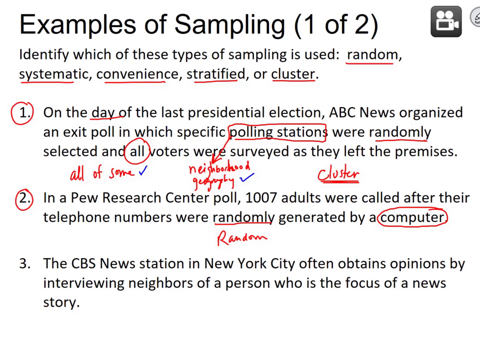Number 3 says the CBS News station in New York City often obtains opinions by interviewing neighbors of a person who is the focus of a news story. Now, neighbors is not lots of different groups. It's one group of people that live next to this neighbor, and it seems like that's kind of an easy way to find people who know this person. They didn't take the time to find their workplace or their hobbies or their church or whatever. So if they're looking for the easy way out, that's another way of saying convenience. Like the convenience stores are an easy way to get your morning coffee or donut or whatever.